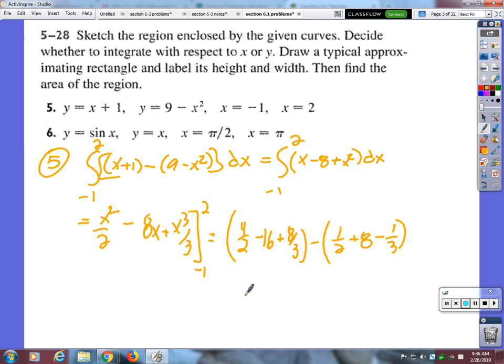Okay, how are we doing so far? Elena? So I just antiderivative, plug in 2, plug in -1. Okay. So this is 2 minus 16 is -14 plus 2 2/3, -14 plus 2 is -12 plus 2 2/3 is -11 1/3. You guys might want to check my work there.